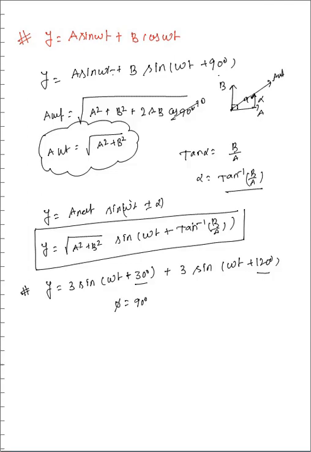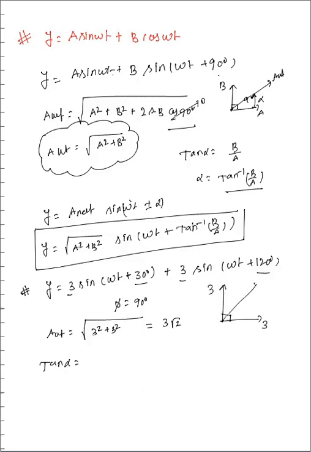Okay. If you want to calculate a net, what will we get? Under root of a square plus b square, because 2ab cos 90 is 0, as we saw earlier. So a square is 3 square, b square is 3 square. 3 square plus 3 square is nothing but 3 root 2, if I take 3 outside. Tan alpha we need to check. If this is 3, the other one is also 3. The angle by which they are leading or lagging is 90 degrees. A net we will get as 3 root 2.